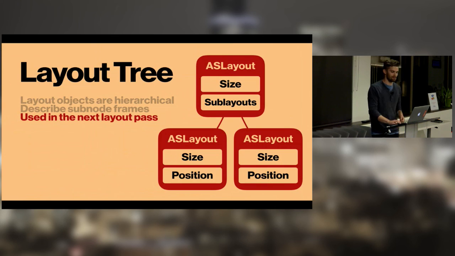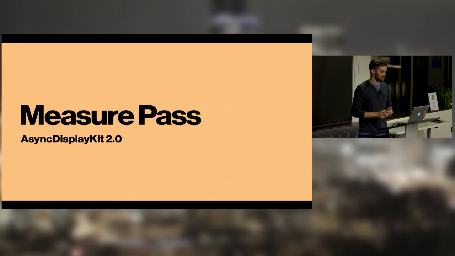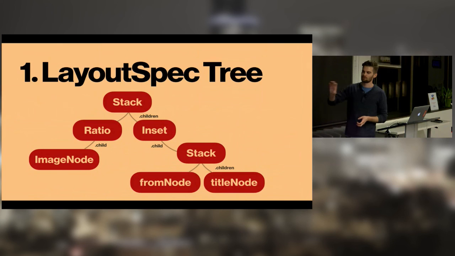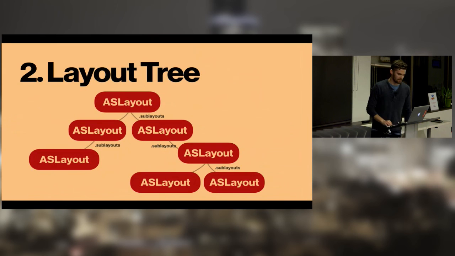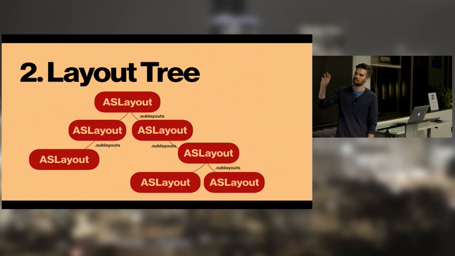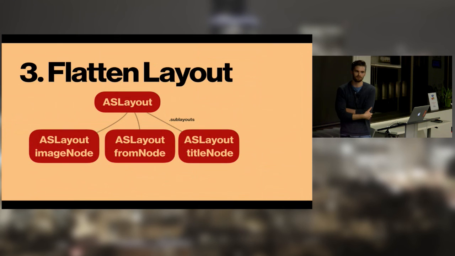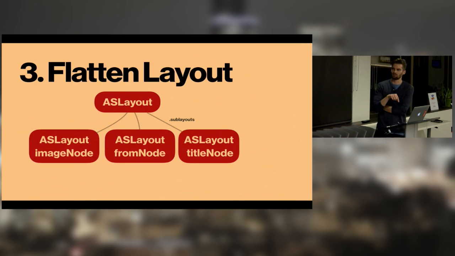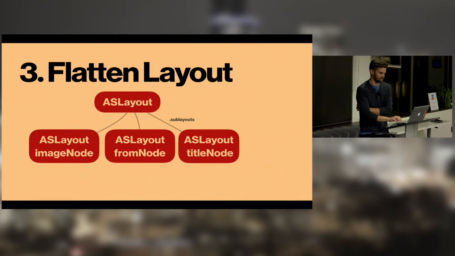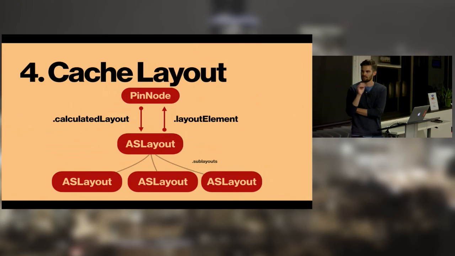So now you have some context on these basic building blocks. Let me give you a taste of what the measure pass now looks like in ASDK2. It's now a four-step process. First, you return your layout spec tree. If you recall, we built the layout spec tree in the pin node, and so this represents that diagram. Secondly, layoutThatFits is recursively called on the tree to produce an ASLayout tree. ASLayouts, recall, have sublayouts, and so they can be hierarchical. We then flatten the layout. In the flattening process, we walk the entire tree and identify which nodes are subnodes of this node, so we can get an accurate picture of the subnodes' position and size. And then by caching that, in future layout passes we can use these values.